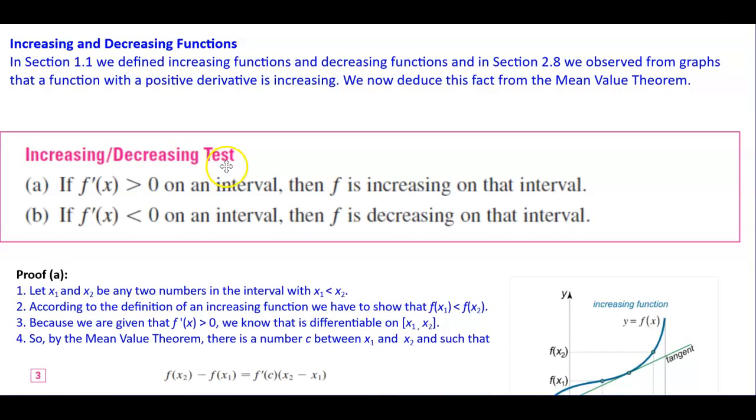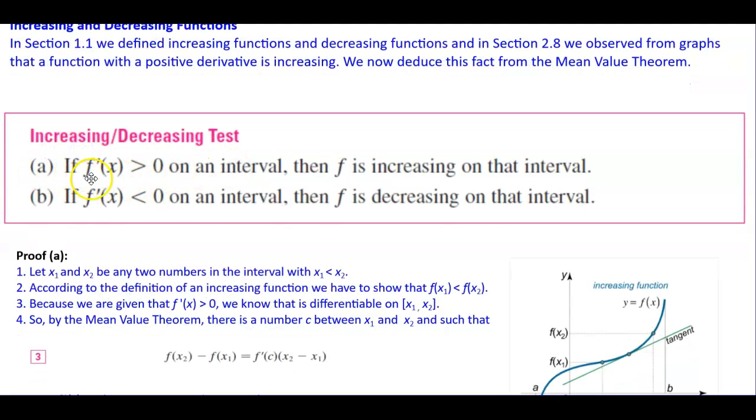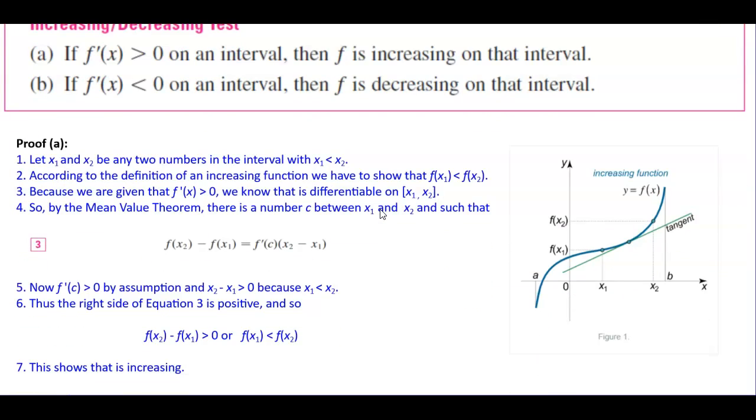Increasing, decreasing test. Part A: if f prime of x, the derivative, is greater than 0 on an interval, then we say that the function f is increasing on that interval. Part B: if f prime of x, the derivative, is less than 0 on an interval, then we say that the function is decreasing on that interval. So let's take a look at the proof for both A and B.